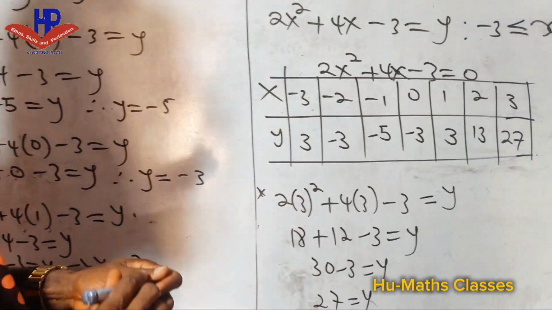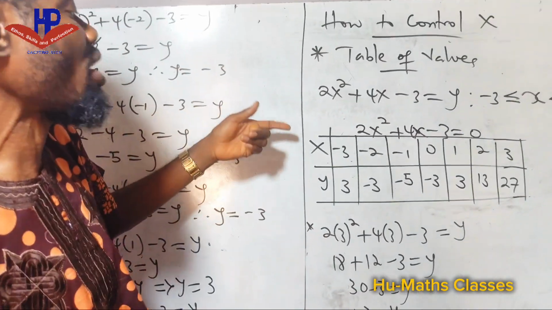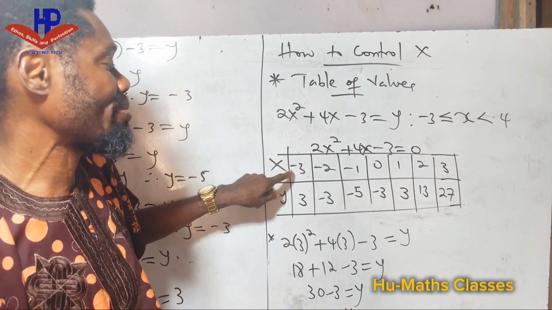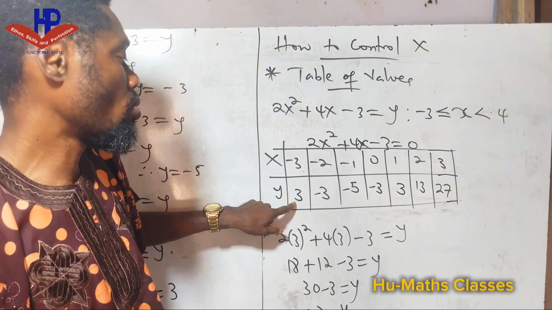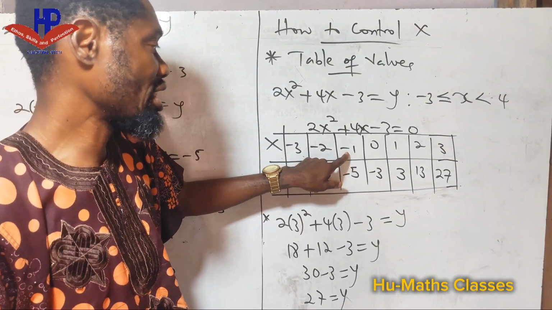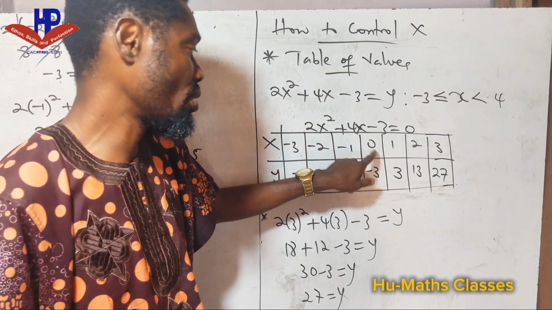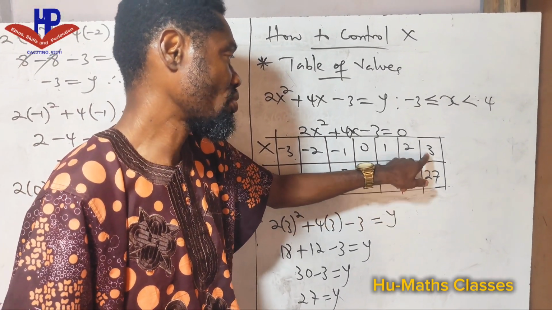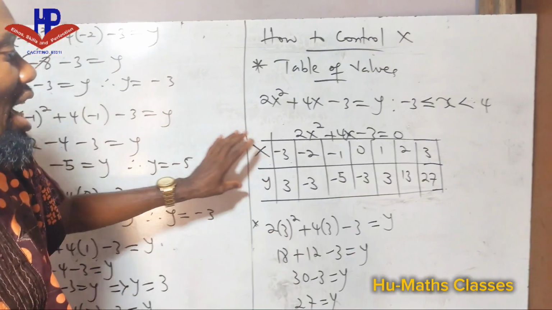So these are the corresponding values of y after controlling the x variable, which is the independent variable. So when x is minus 3, y is 3. When x is minus 2, y is minus 3. When x is minus 1, y is 0. Y is this, 1. Y is this, 2. Y is this, 3. So these are the values for y.